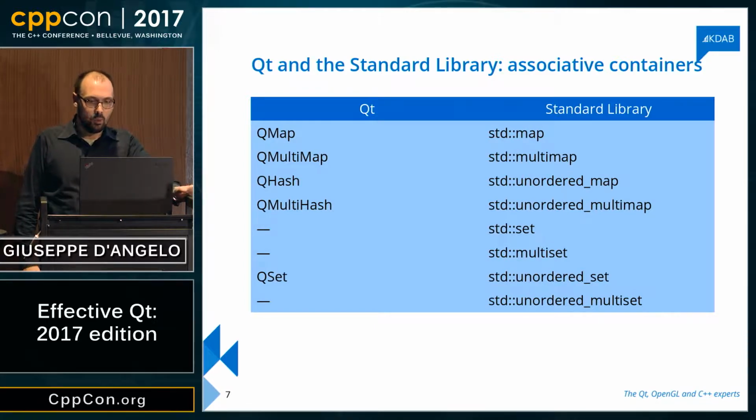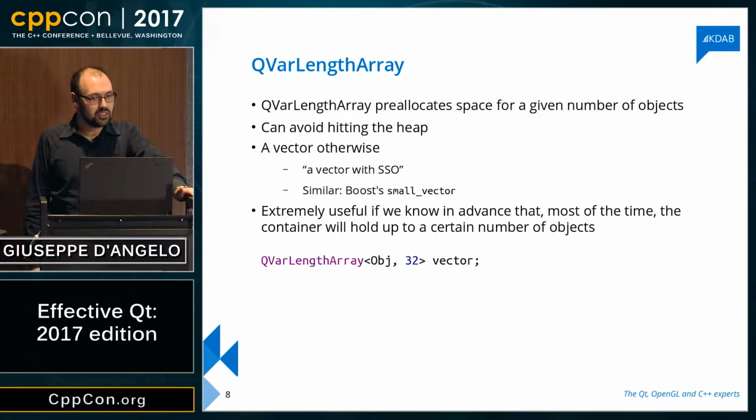Let me spend just a couple of words about the couple of containers that Qt has and the standard library does not have. In particular, the first guy, QVarLengthArray, what is it about? Perhaps you've heard about it under another name, like small vector. It's a vector which pre-allocates a buffer internally, so that if you don't need to grow too much, it can avoid hitting the heap. It can store all the elements inside of it without allocating memory from the free store. Otherwise, it will allocate. Otherwise, it becomes just a vector.